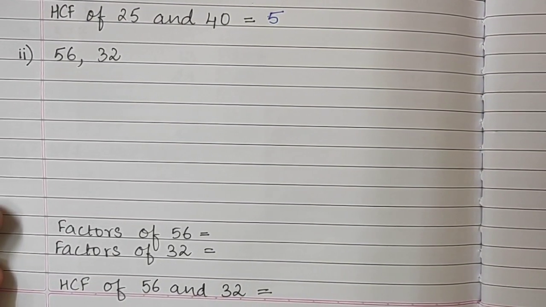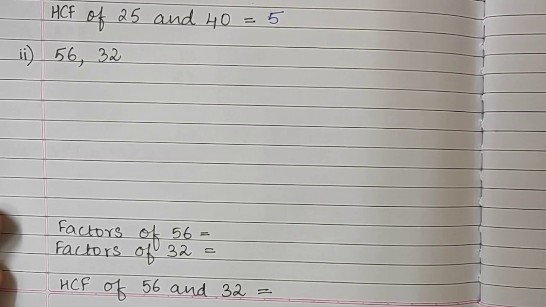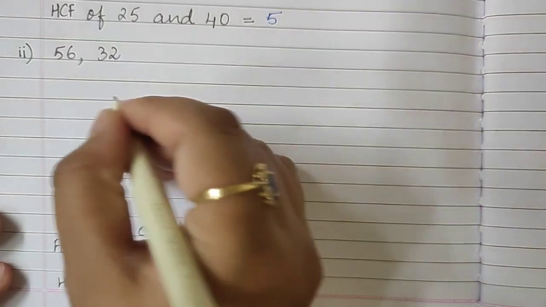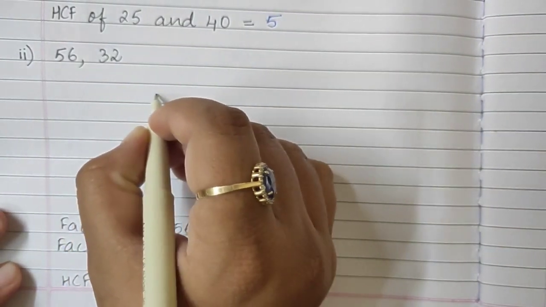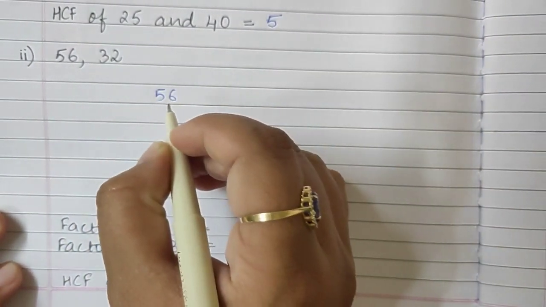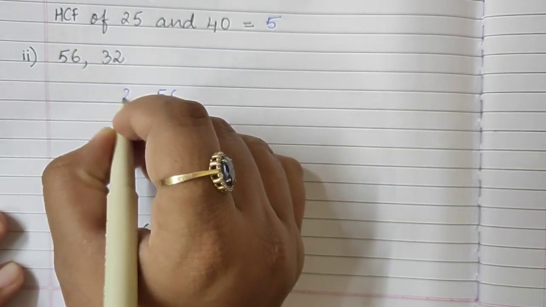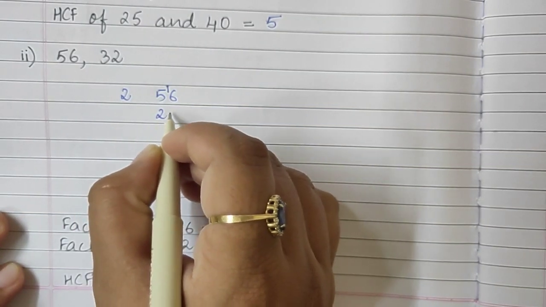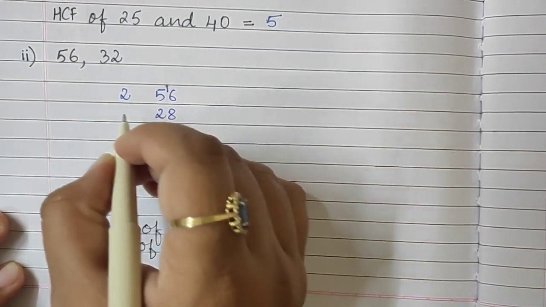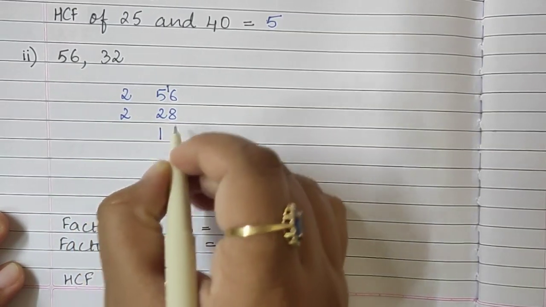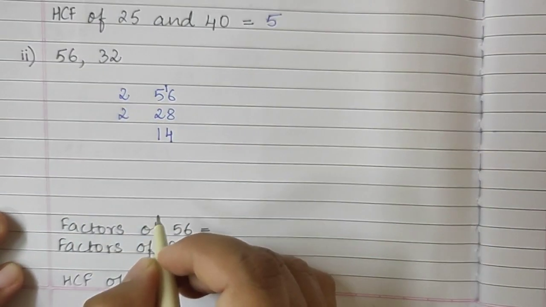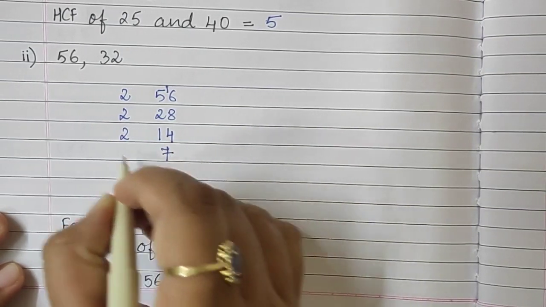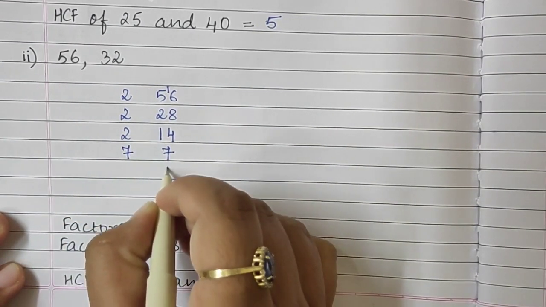The next sum reads 56 and 32. We will find the factors of 56. 56 is an even number, so we'll begin with 2. 2 2s are 4, carry 1. 2 8s are 16. 2 1s are 2. 2 4s are 8. 2 7s are 14. 7 1s are 7.